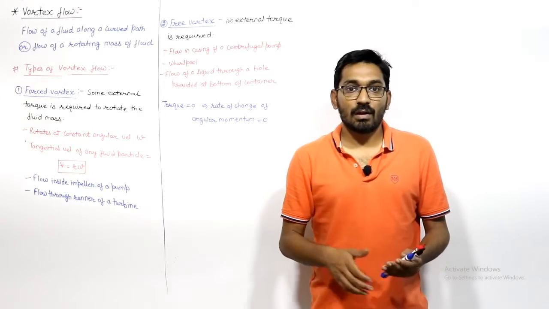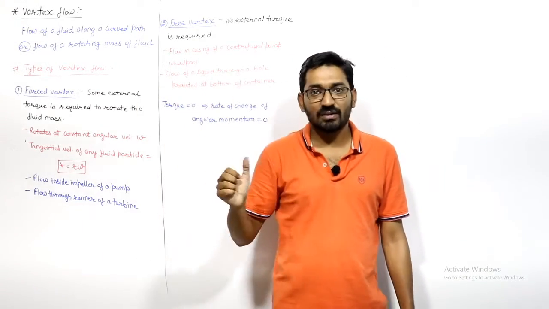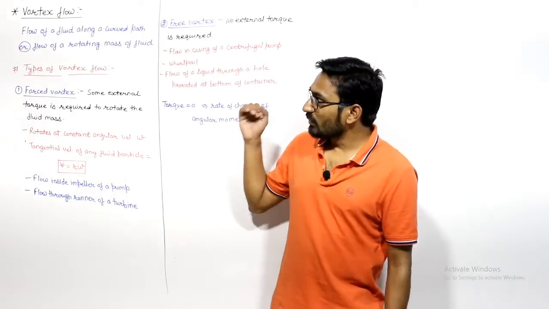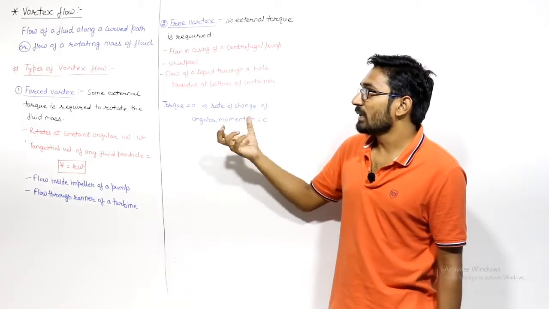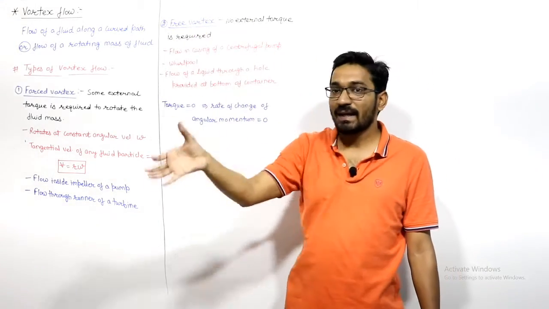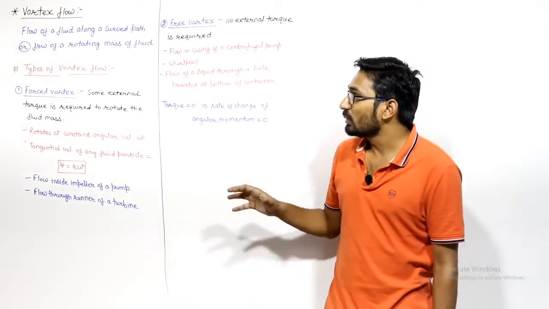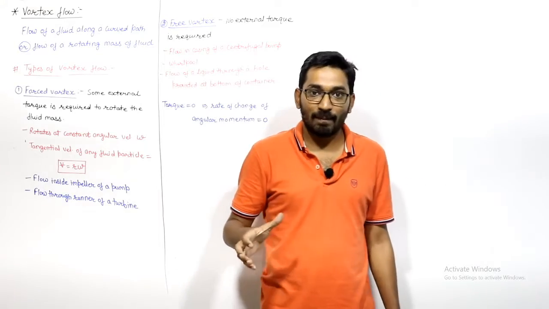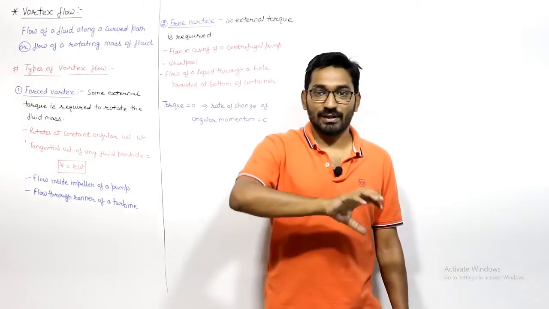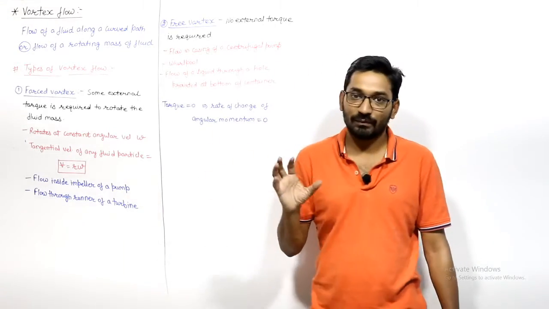Now in this session we will discuss the concept of vortex flow, right? This is also an application, a topic in fluid dynamics. Vortex flow is the flow of a fluid along a curved path, or you can say the flow of a rotating mass of fluid is known as vortex flow. If the fluid is flowing in rotation, in circular form, along a curved path, then that flow is known as vortex flow.